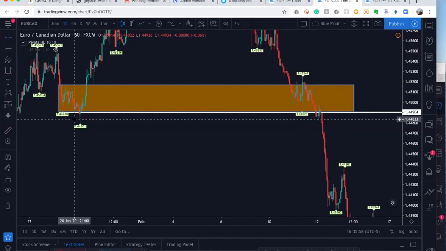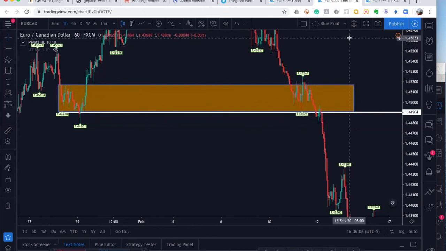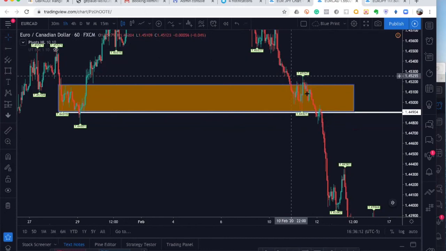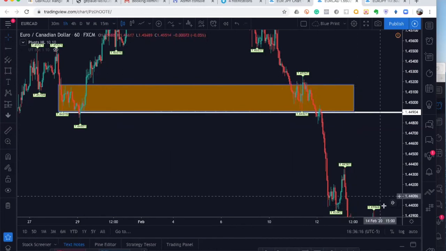So a sell limit would look like this. Price is here. It's going to get to here, and then it's going to bounce back. That's a sell limit. A sell stop is, price is here, it's going to get to here, but it's going to keep going.